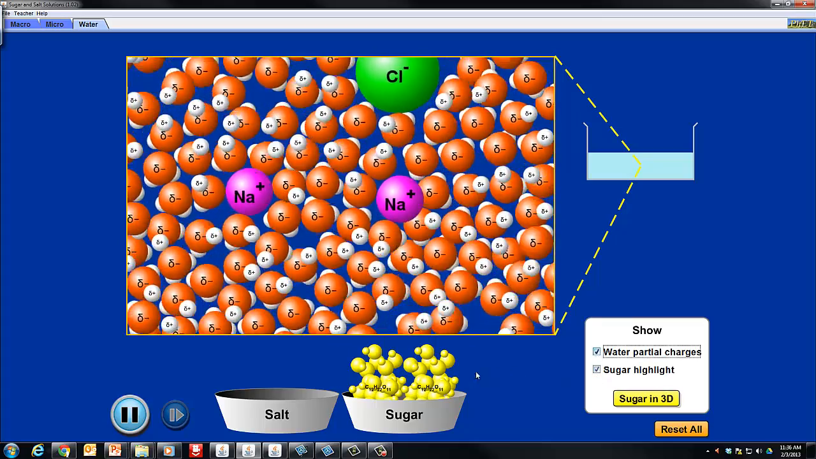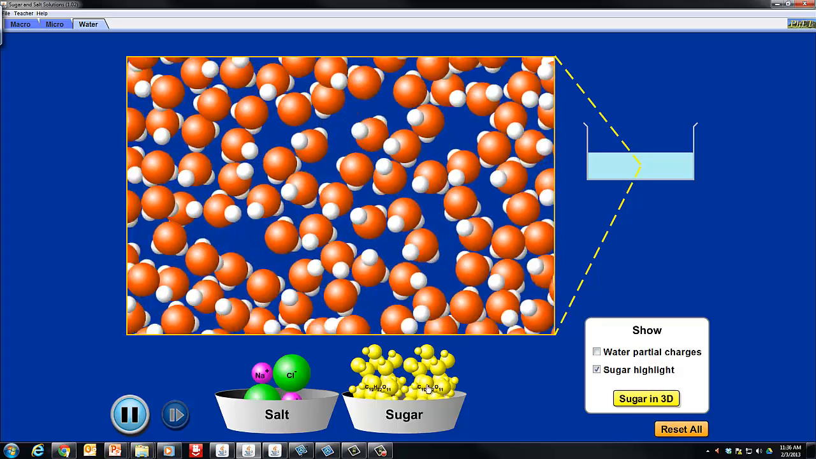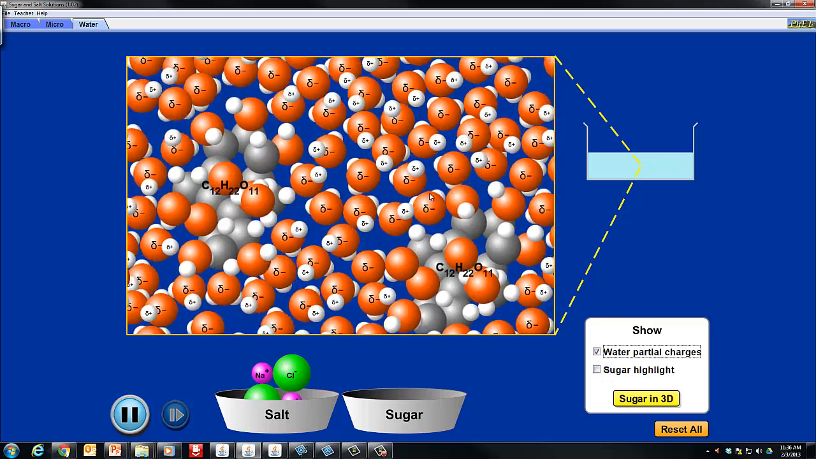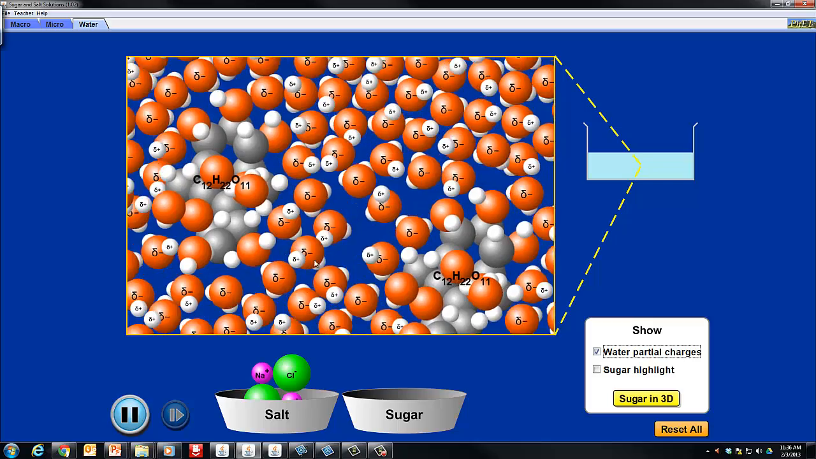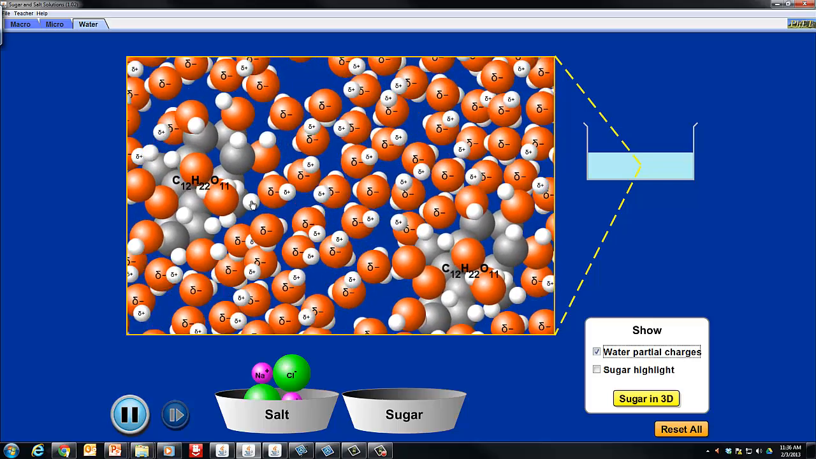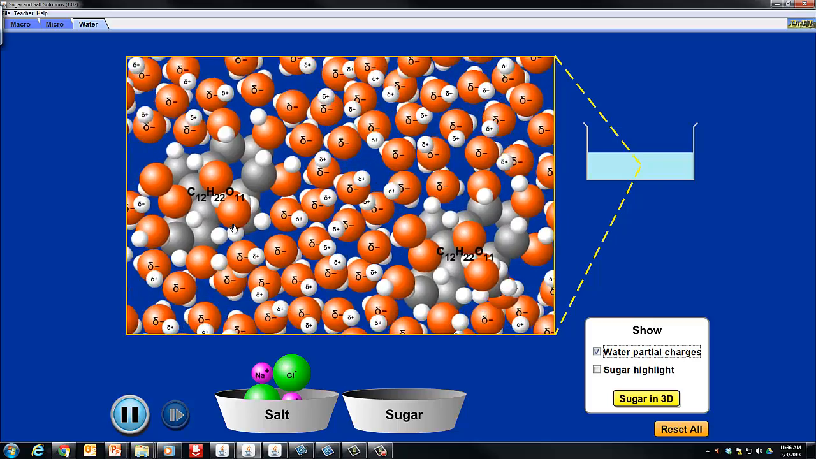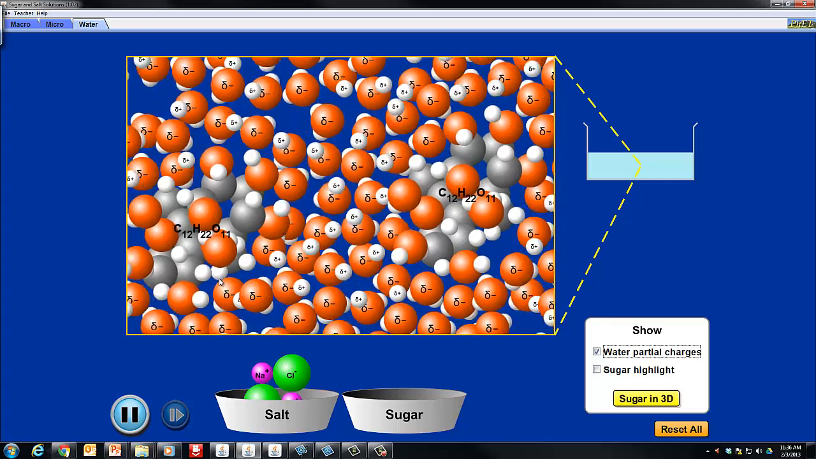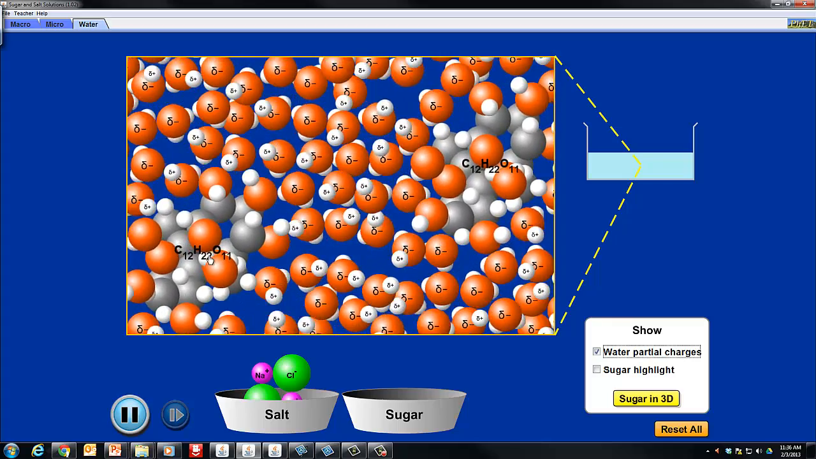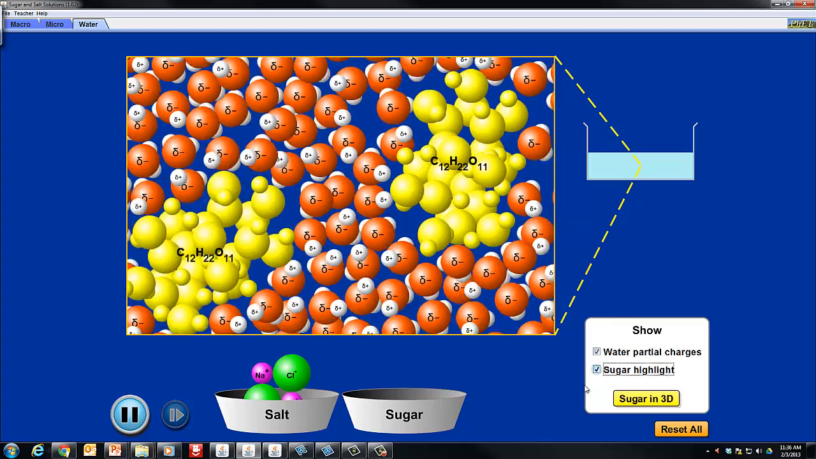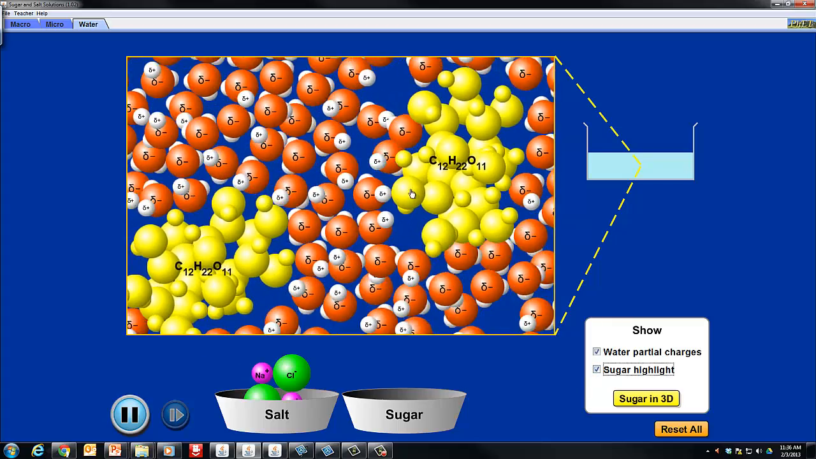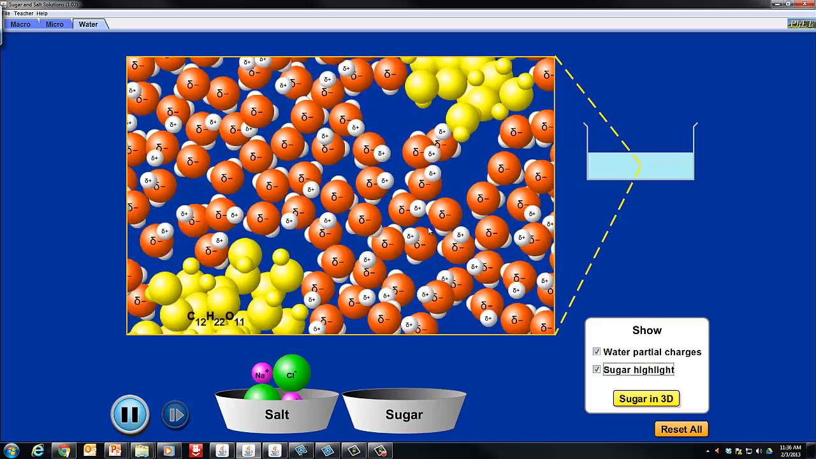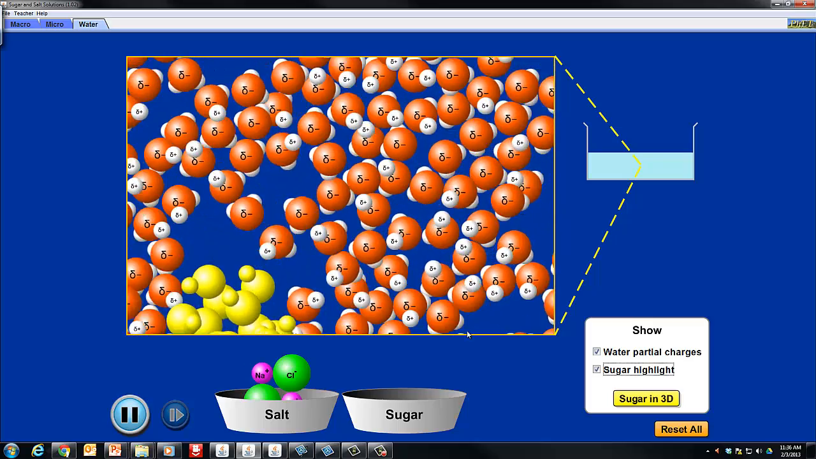Now let's look at sugar. Let me reset this, and let's look at our sugar. Sugar is not ionic. It is covalent. I put the partial charges on all the water so you can tell the difference. Sugar is made up of hydrogens and oxygens as well, and they are colored red and white. If you notice, the oxygens will line up with the hydrogens on the sugar molecule. Now I'm going to highlight the sugar molecule because it's so difficult to see. But that's how it dissolves as well. Because water is polar, it can dissolve many, many things.